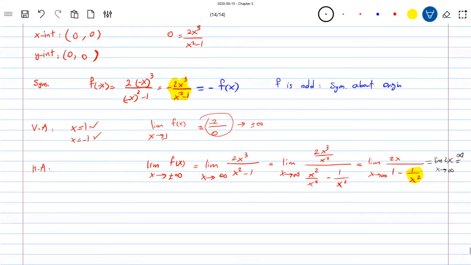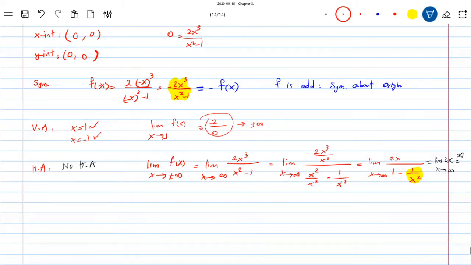So that means there is no horizontal asymptote. Or maybe instead of saying it does not exist, I should say no horizontal asymptote, because the limit is not going to approach a constant value. It approaches infinity. That means if you increase the x value, the y value is going toward infinity.